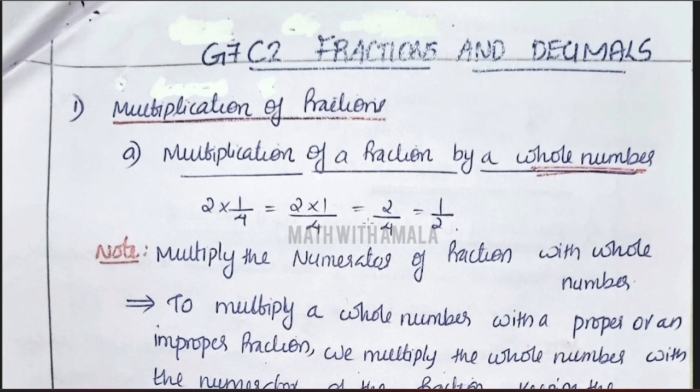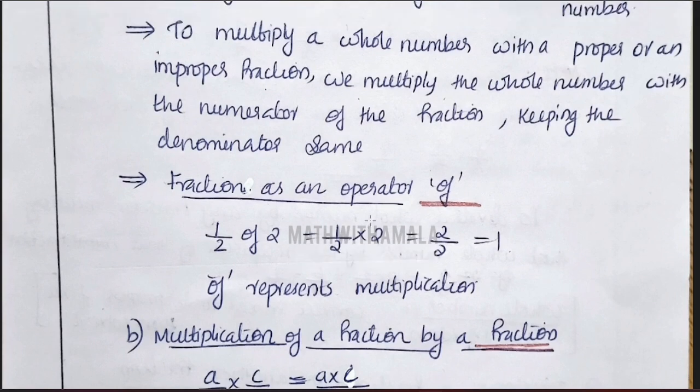So there is a note given. Multiply the numerators of the fraction with the whole number. To multiply a whole number with a proper or an improper fraction, we multiply the whole number with the numerator of the fraction by keeping the denominator the same. Now we have an operator, the preposition "of", and it is actually representing the multiplication operator. Half of 2, or 1 by 2 of 2, indicates half into 2, which is equal to 2 by 2, that is 1.